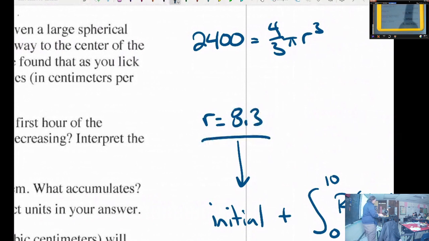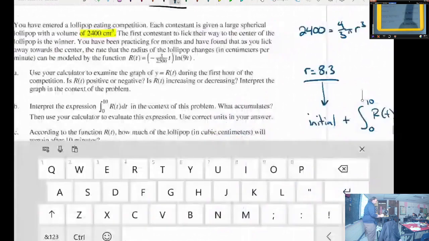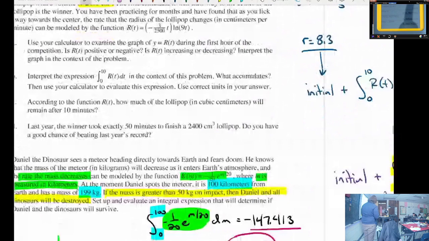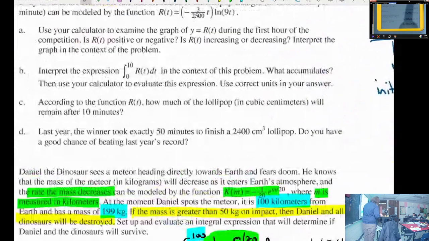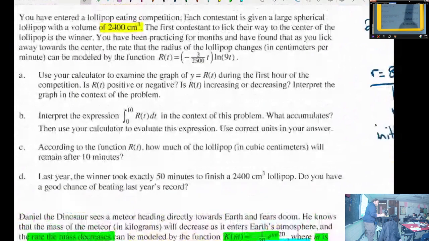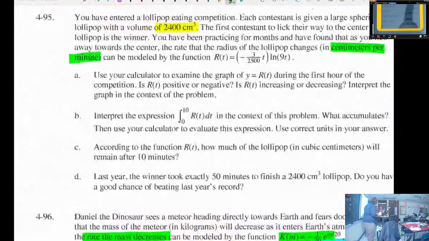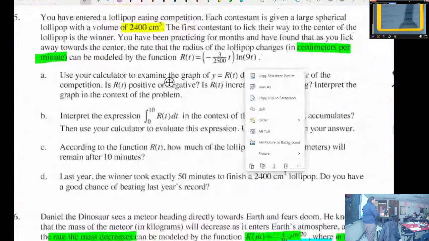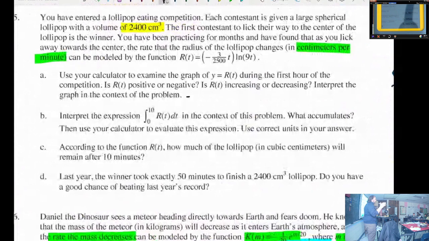Next, in question B, they ask you to evaluate the integral from 0 to 10. Since this rate is measured in centimeters per minute, which is really key to this problem, the integral from 0 to 10 would be the amount of centimeters of the lollipop that have been decayed away by your tongue or whatever in the first 10 minutes. It's surprisingly small. If you do that integral, it's only like 0.299 or something.